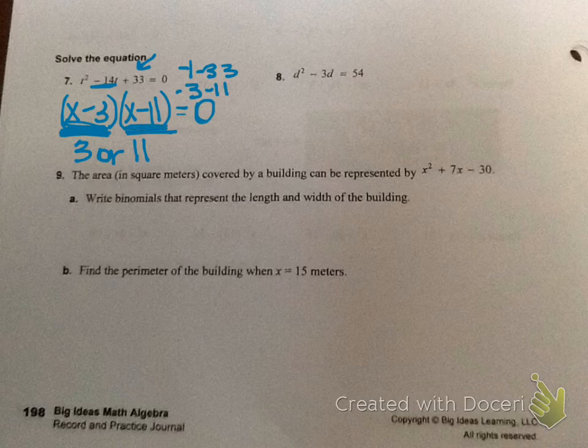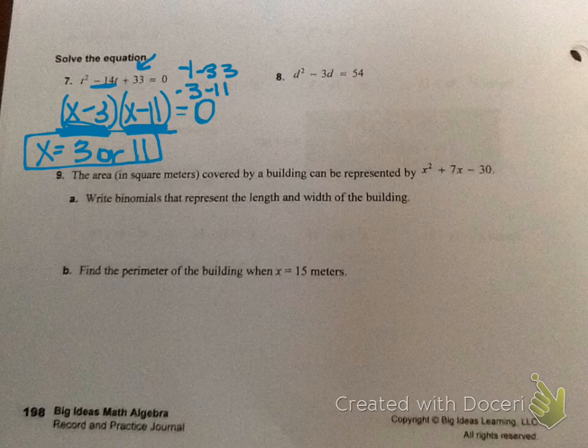So 11 minus 3 would be 8. 8 times 0 would be 0. In this way, 3 minus 3 would be 0. 3 minus 11 would be negative 8. So 0 times negative 8 would be 0. So the answer here is x equals 3 or 11 to get 0. On number 8, we'll practice that some more, so don't stress about it.